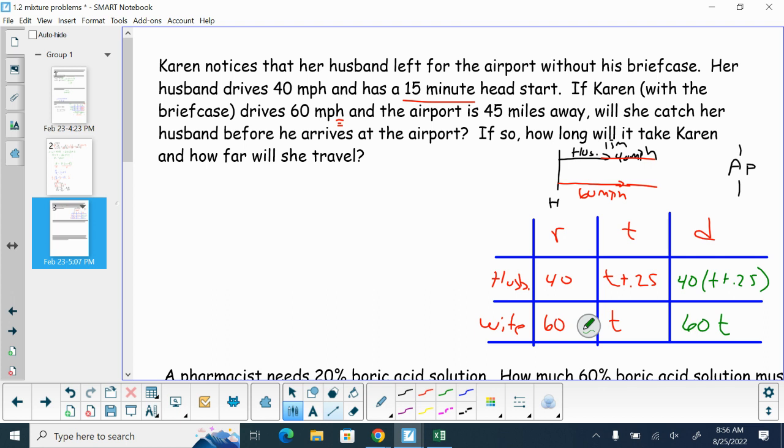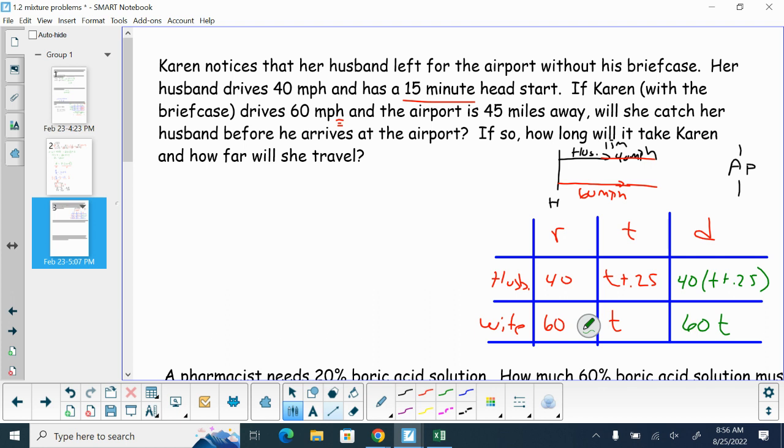What's the wife trying to do? Beat her husband? Get the baseball out, we'll just beat him? Is she trying to beat him to the airport? Trying to catch him. Trying to catch up to him. So she's trying to initially catch up to him before he gets to the airport.